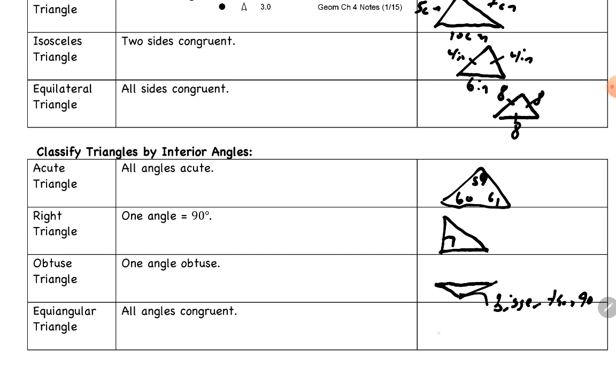And then an equiangular triangle, which is the same thing as an equilateral triangle. All the angles are the same. In this case, 180 divided by 3 is 60 degrees. So they would all be 60 degrees.